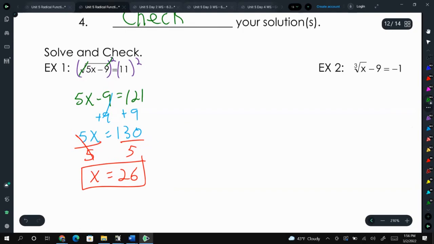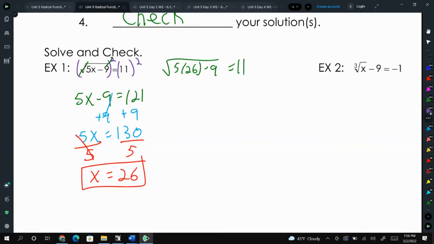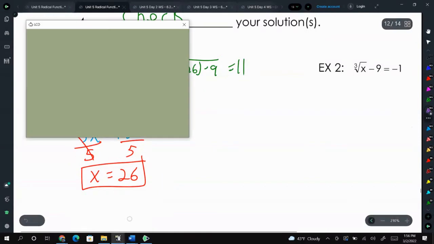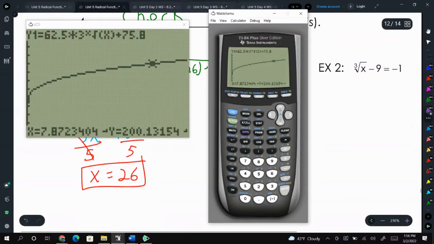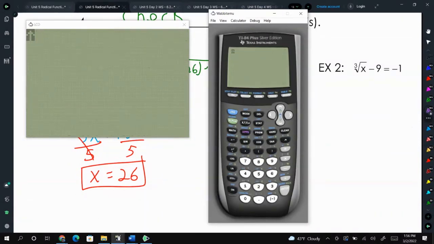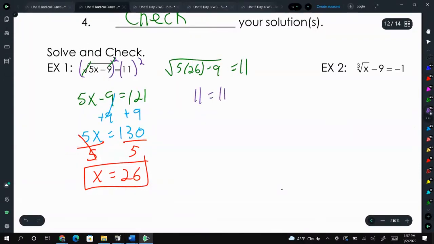And then we can check that in the original. So the square root of 5 times 26 minus 9 equals 11. We can type all that into the calculator. So the square root of 5 times 26 minus 9, we want to get 11, and we do. 11 equals 11, that works out, so 26 is our solution.